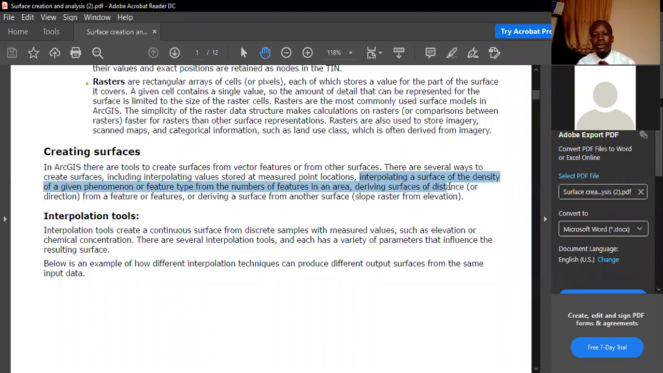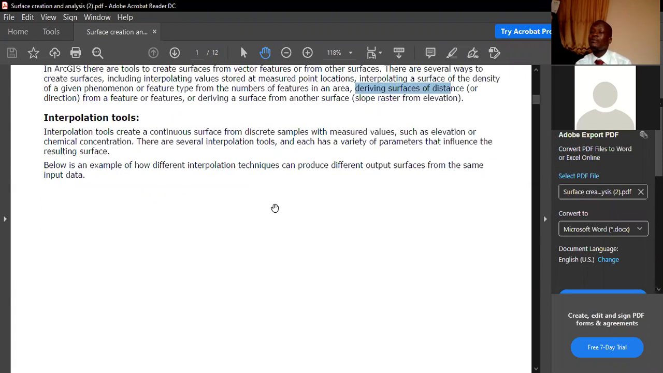All right. So we can derive surfaces of even distance. This is the interesting thing: we can derive a surface of distance from a feature or features, or derive a surface from another surface. So there's a whole lot that can be done. I won't talk about all of it, but I will talk about what you need to know for the scope of this course. So for interpolation tools, if I only want to do interpolation, there are two methods: the inverse distance weighted and the nearest neighbor methods.